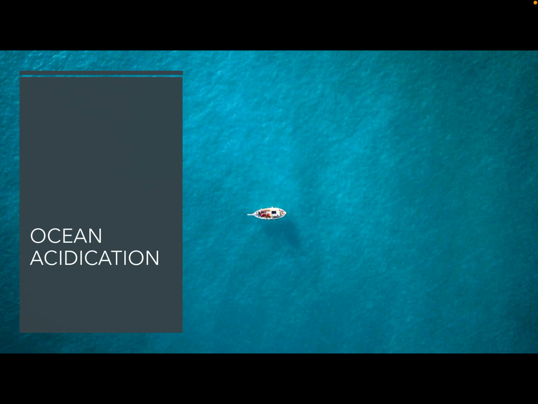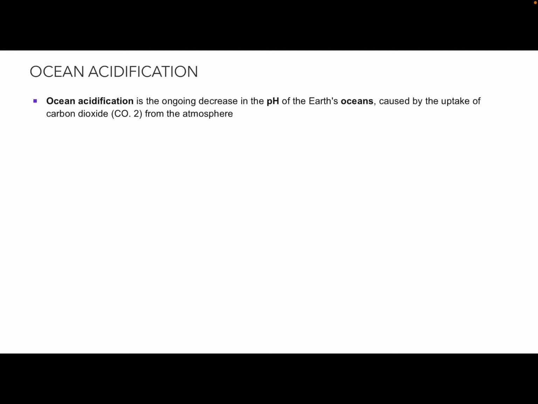In this video we will discuss the concept of ocean acidification. When we say ocean acidification, we mean the ongoing process of decrease in the pH of Earth's ocean, and this decrease in the pH is caused by the increase in the concentration of carbon dioxide in the ocean water. So this carbon dioxide increase in the atmosphere, which then gets absorbed in the oceans, is causing the decrease in the pH of the ocean water.